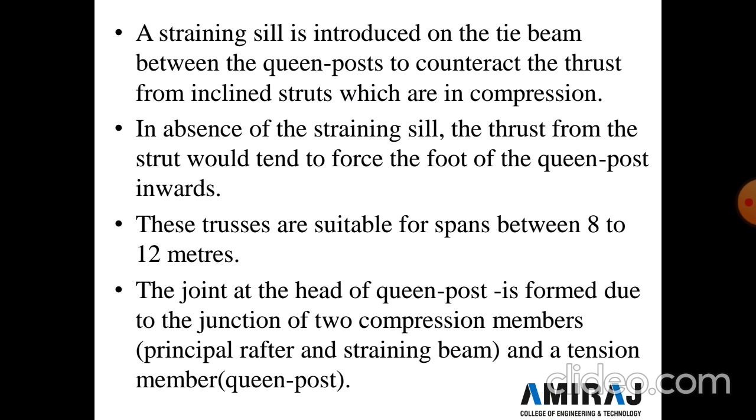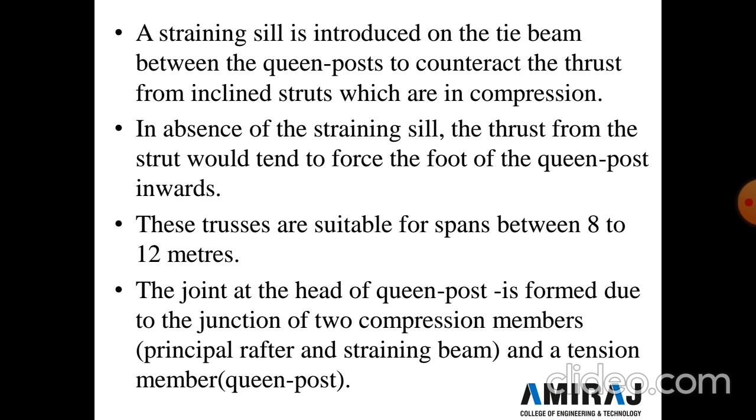A straining sill is introduced on the tie beam between the queen posts to counteract the thrust from the inclined struts, which are in compression. In the absence of the straining sill, the thrust from the struts would tend to force the feet of the queen posts inward. These trusses are suitable for spans between 8 to 12 meters, and the joint at the head of a queen post is formed by the junction of two compression members and a tension member.